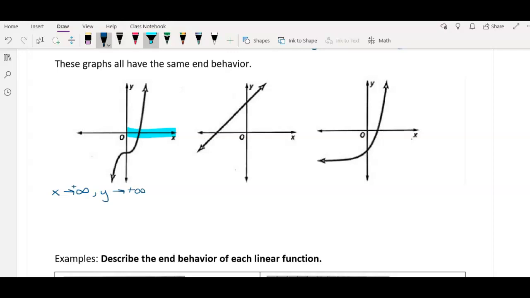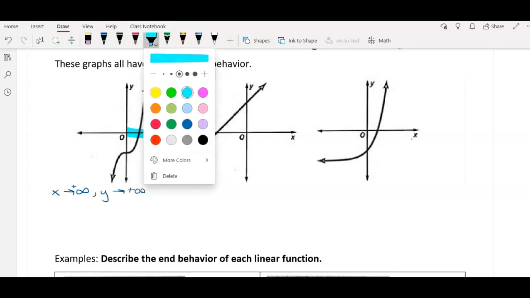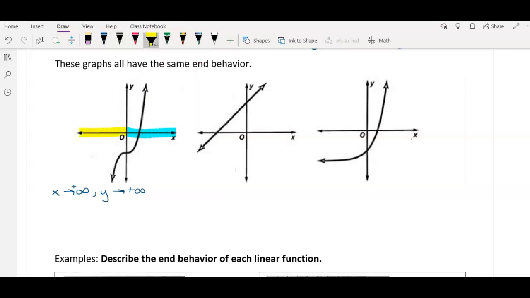All right, but now we have this other side of our x-axis. And so here we say as x is approaching negative infinity, let's take a look at our y. Here's our y value. It's going down. So y is also approaching negative infinity.